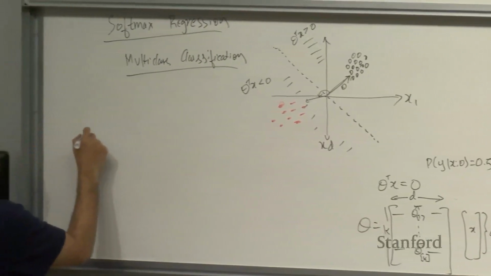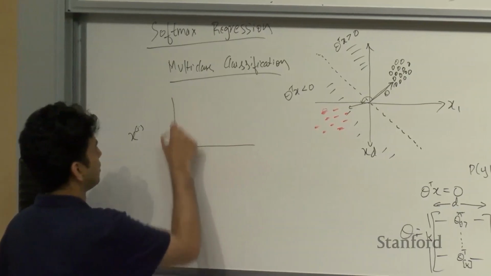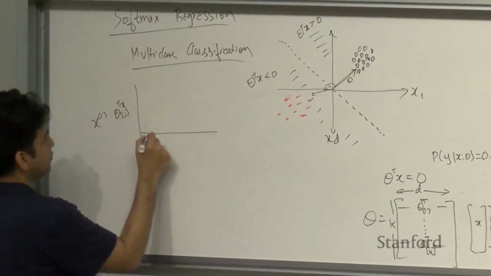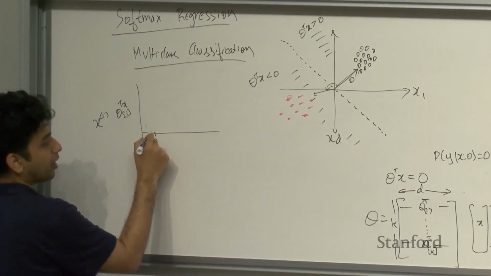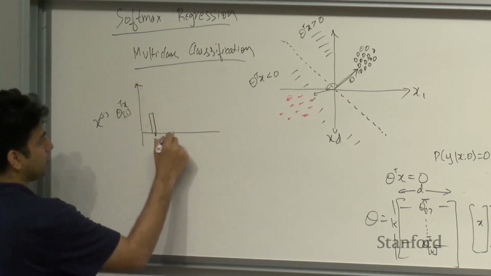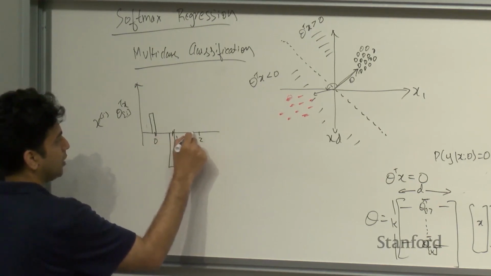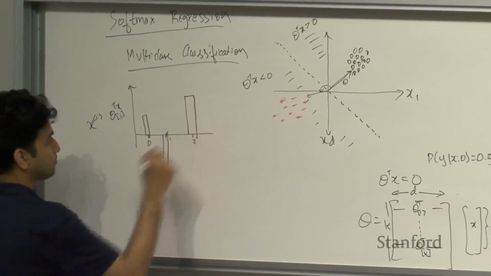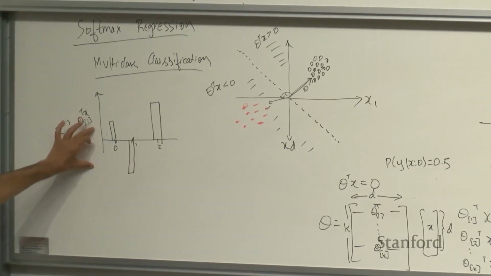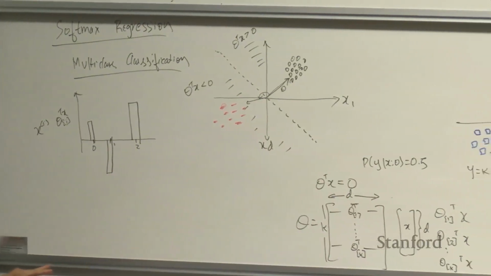And for some example, let's call it xi, the different theta transpose x's might look like this. So for class 0, you might get a positive theta transpose x. For class 1, the dot product might be negative. For class 2, again the dot product might be positive. And the way softmax regression works is to take the set of these scalar valued dot products and convert them into a probability distribution, right?